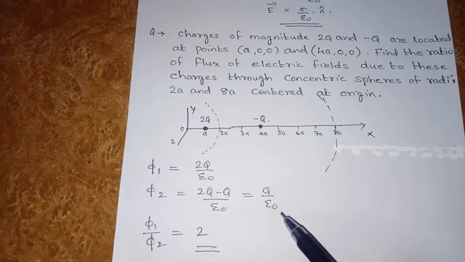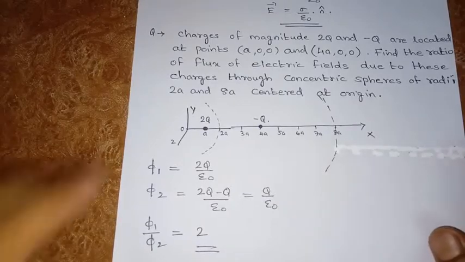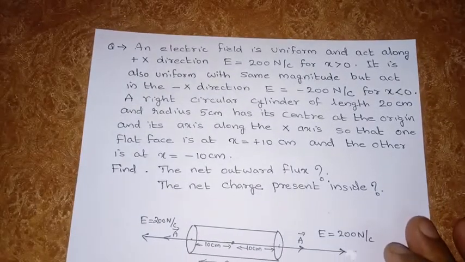So the question is, we have to find out the ratio of the flux. Therefore, phi1 by phi2 is equal to 2. 2 will be the ratio of the flux. Now let us consider another problem that came in this year's final examination, and you can read the question like this.